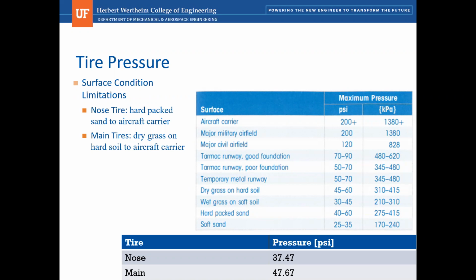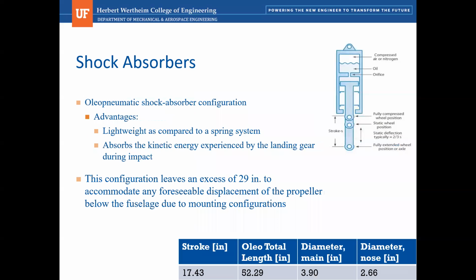For the nose tire, the minimum condition that you can land in is hard packed sand to an aircraft carrier. For the main tires, you can land from a range of dry grass on hard soil to an aircraft carrier. Due to the limitation of the main tires, we have to just cut it at dry grass on hard soil.